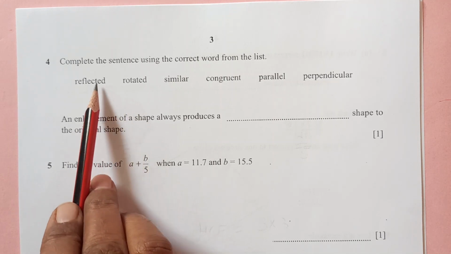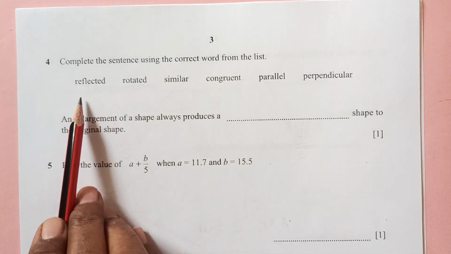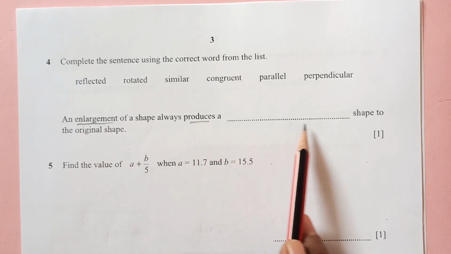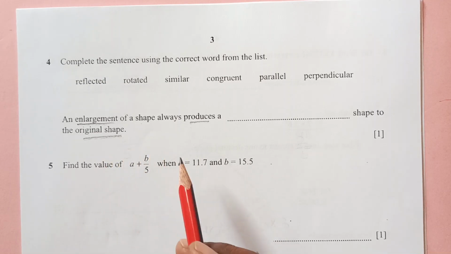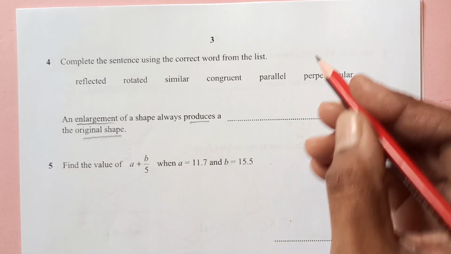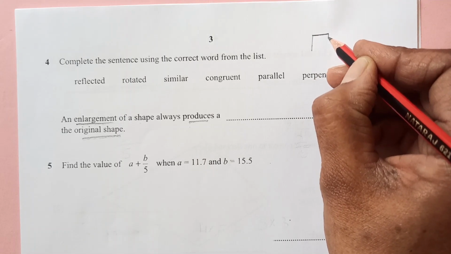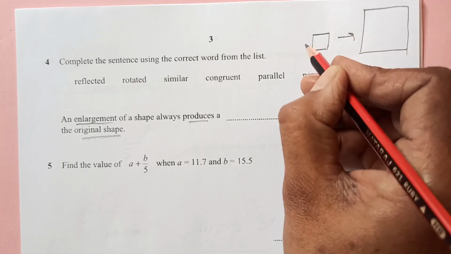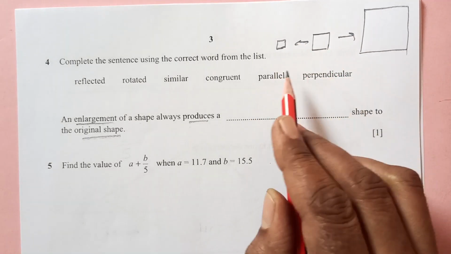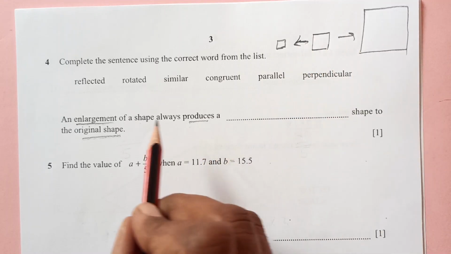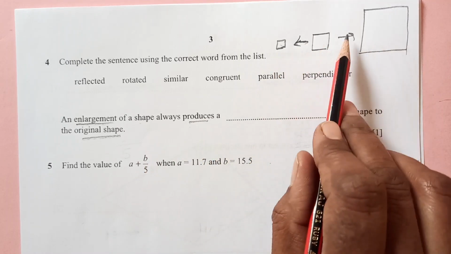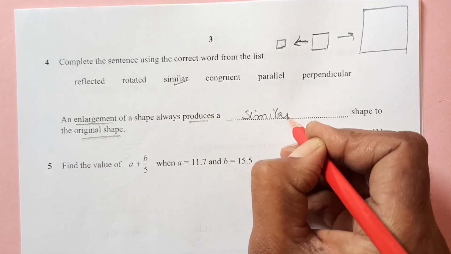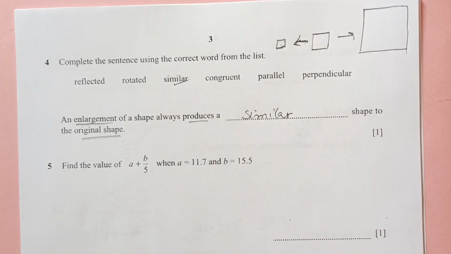Question number 4. Complete the sentence using the correct word from the list. We are given some words here. An enlargement of a shape always produces a dash shape to the original shape. An enlarged shape is bigger than the other one. Let's say we have this square here. An enlargement may be bigger than that or it may be smaller than that, depending upon the scale factor, right? But the shapes will always be similar. So this is the word that is going to be here: similar. All the others are not working here.